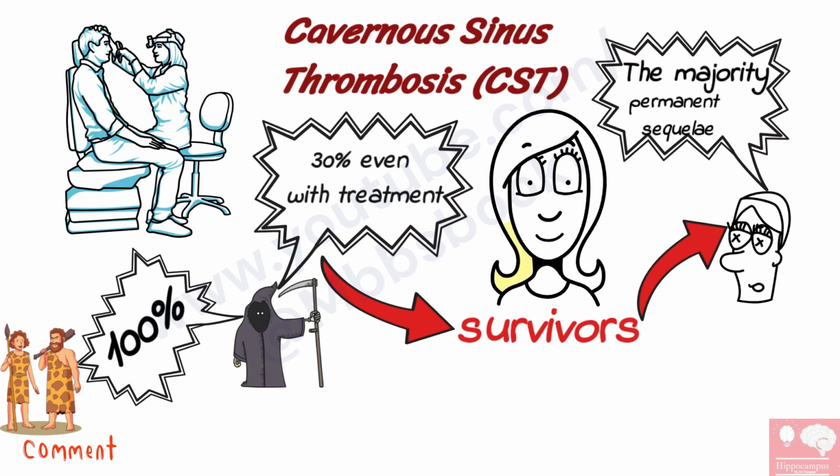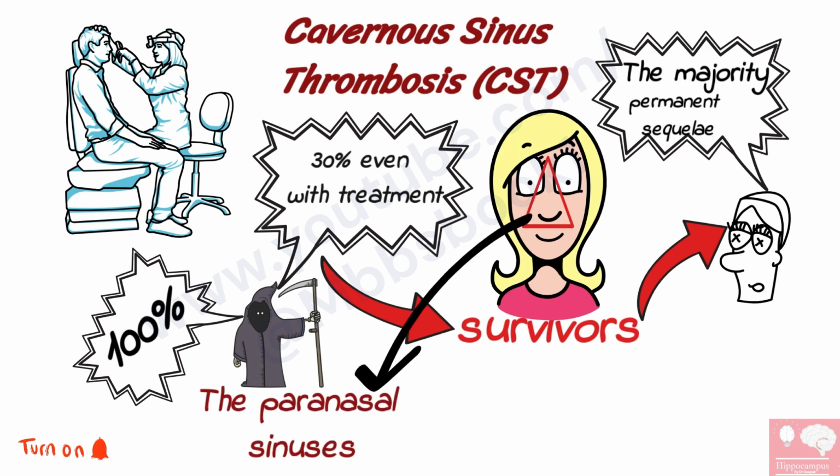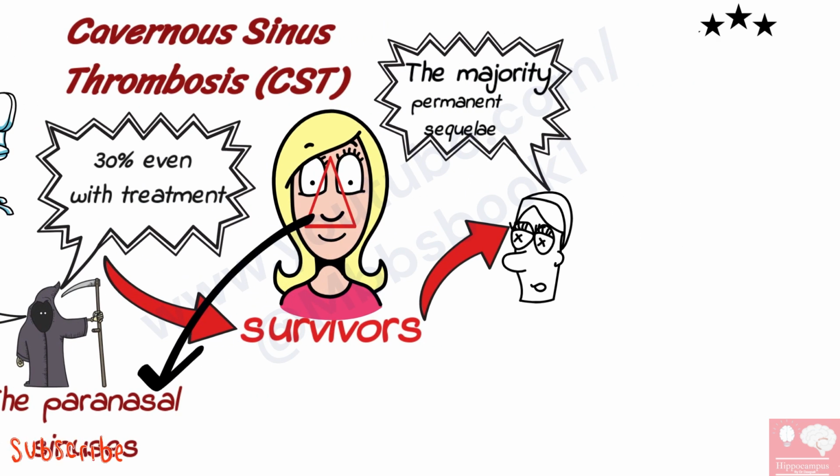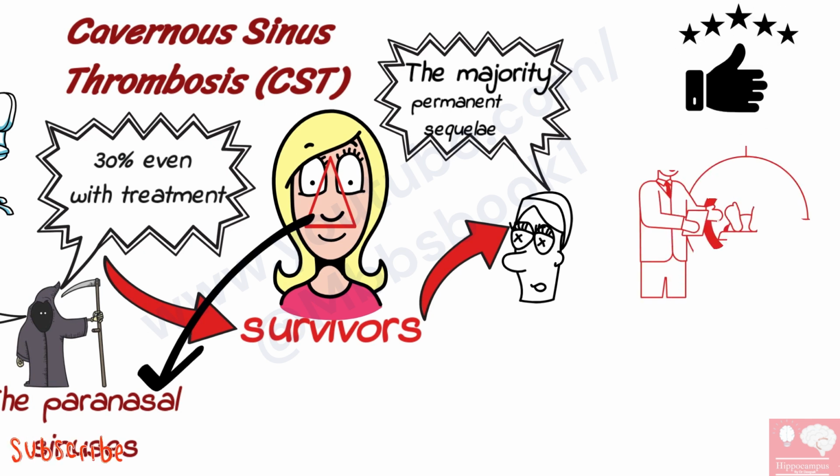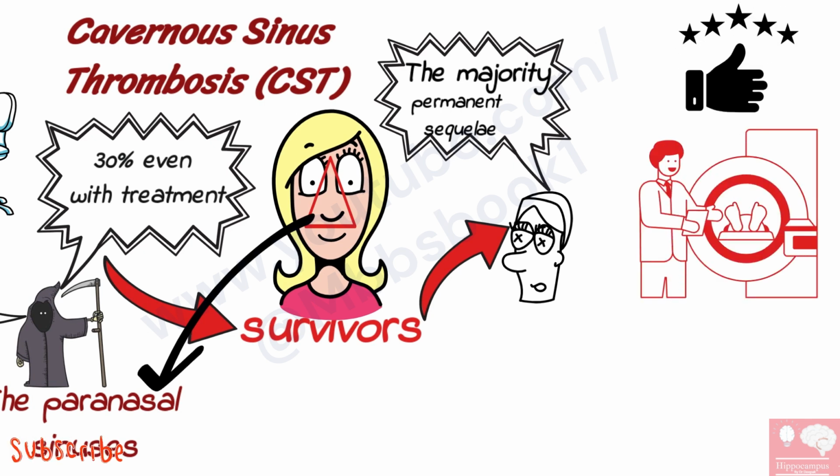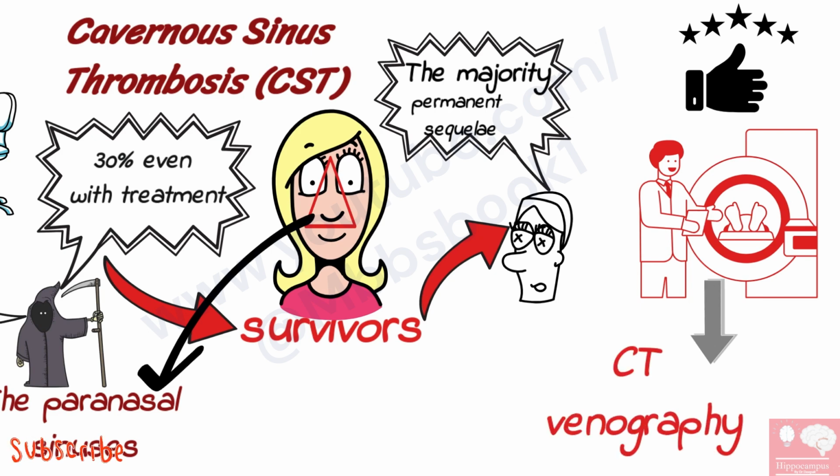When it occurs, it is most commonly the result of infection of the central third of the face, the paranasal sinuses. Rarely, cavernous sinus thrombosis may result from non-infective causes. The best imaging modality is MRI. If MRI is unavailable in an urgent timeframe, CT venography may be used.